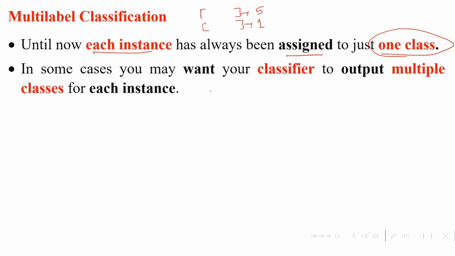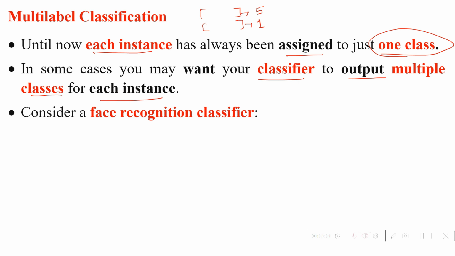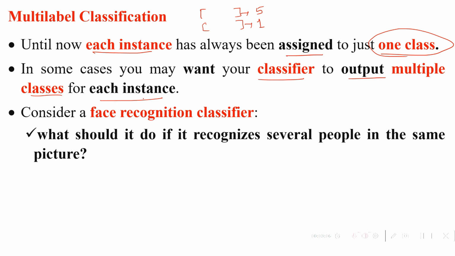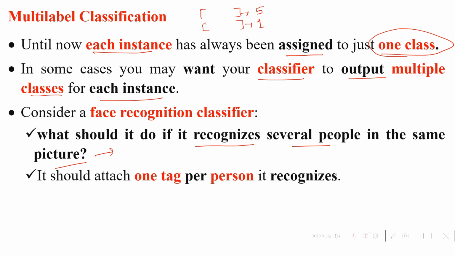In some cases you may want your classifier to output multiple classes for the given instance. Sometimes you have to give multiple class labels for the same instance. Consider the face recognition example, a face recognition classifier. What should happen if it recognizes several people in the same picture? At that time we use multi-label classification.